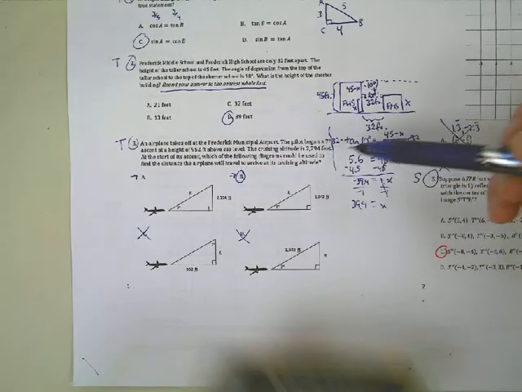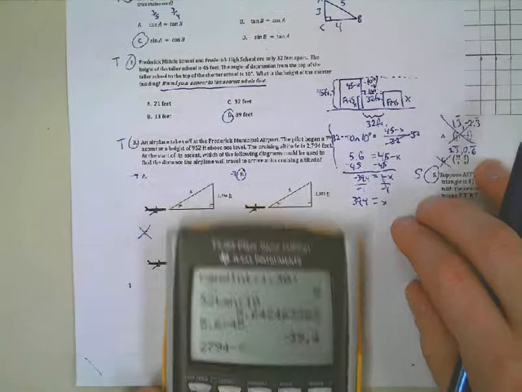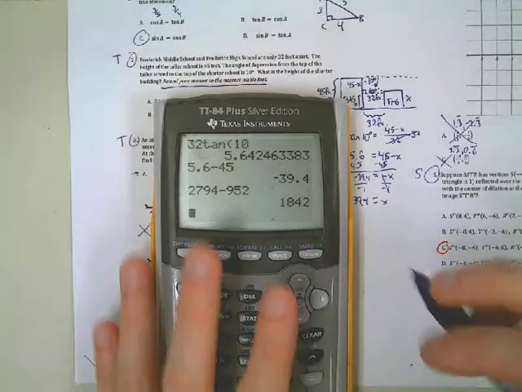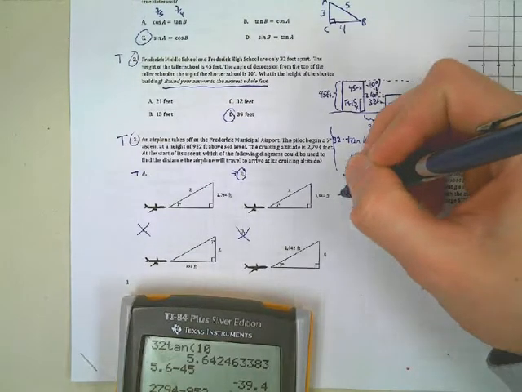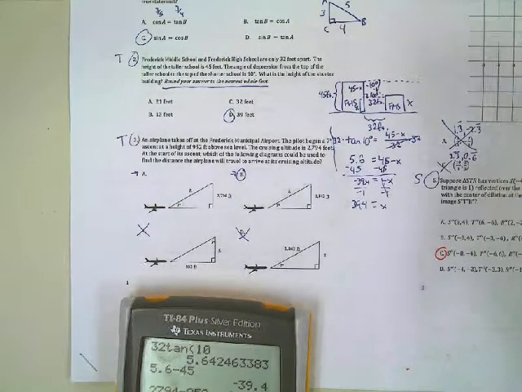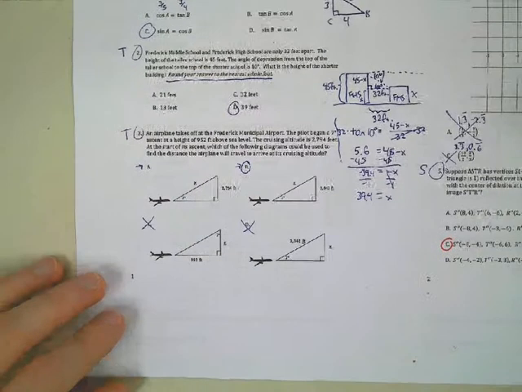Okay, so that's why. The plane's already starting out 952 feet above sea level, so to climb to 2,794, 2,794 minus 952 leaves us with the 1,842. That's what it actually has to climb vertically to get to the cruising altitude. Okay, so that's why B is the answer there. Questions on any of that?